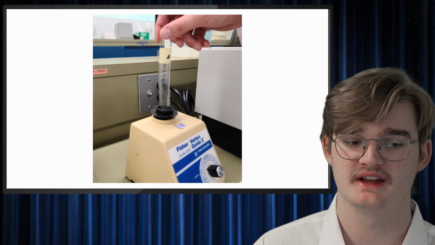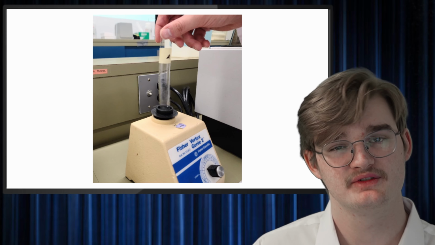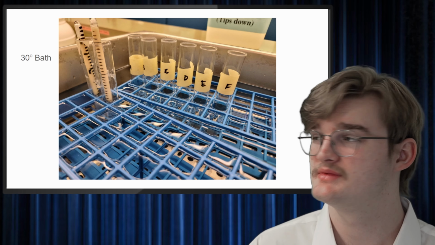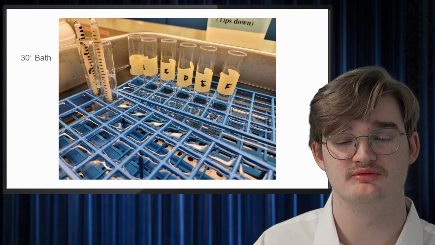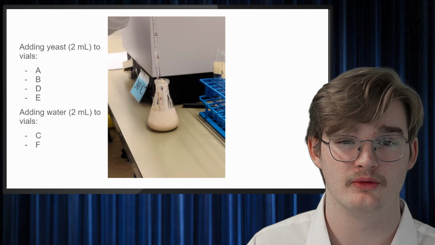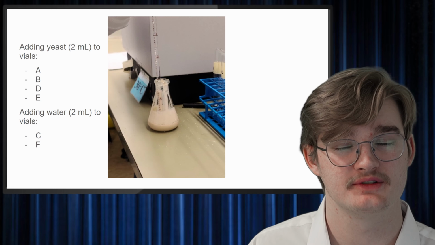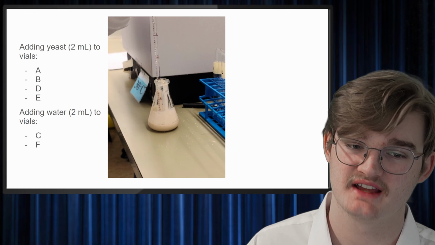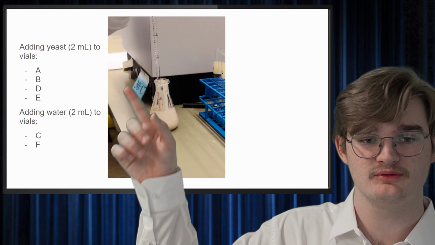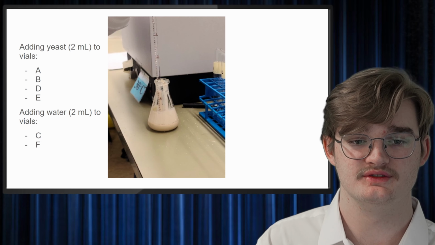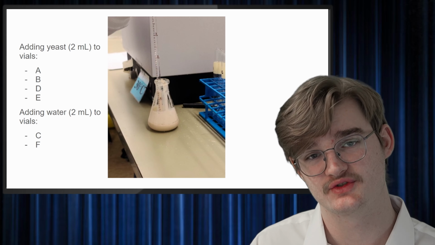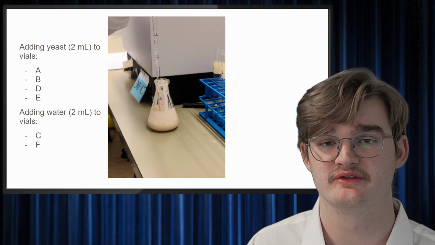So we vortexed each of them for about 10 seconds to mix up all the chemicals, and then we place them in this 30-degree bath water to prepare it for fermentation. Once they're out of the bath water after about 10 minutes, to vials A, B, D, and E, we add 2 mils of yeast, and to vials C and F, we add 2 mils of water. Those act as our controls just to make sure that our substrates aren't fermenting on their own.